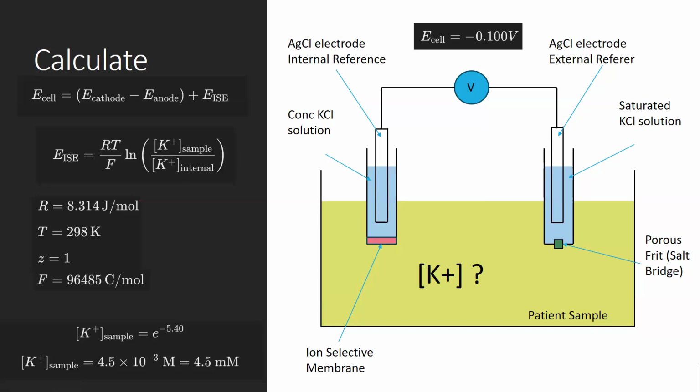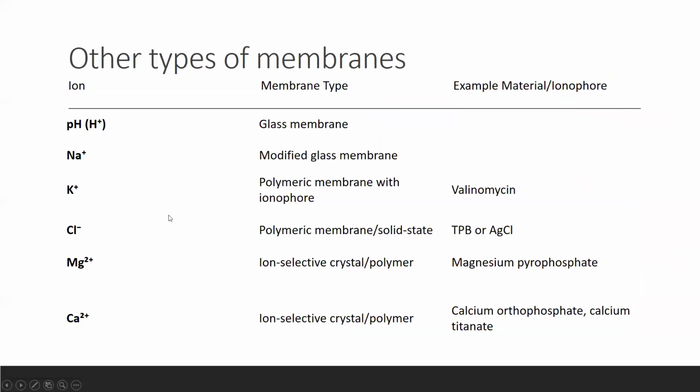Now, errors that you might see in ion selective electrodes can be due to non-selectivity of your ion selective membrane, or it could be because of junction potentials that can build up here, or even at the porous frit here on the right. Now, other types of membrane are available other than potassium, and potentiometry-based ISEs are used for pH, sodium, potassium, chloride, magnesium, and calcium. Obviously, magnesium and calcium tend to be spectrophotometric methods in the clinical lab, but pH, sodium, and potassium very much use this potentiometry.